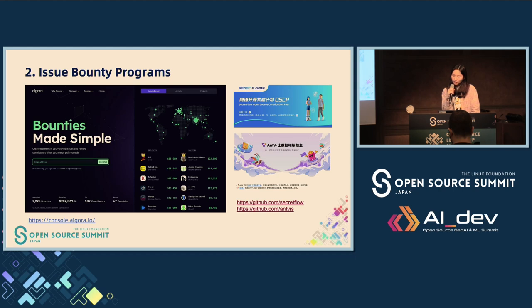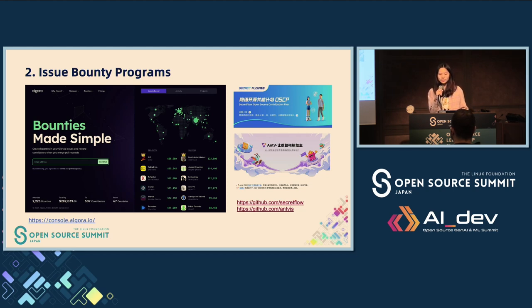The second type is the issue bounty program. An example is the platform Agora. The form of issue bounty usually requires a project team to prepare the problems that need to be solved by the community. They post these problems as issues on GitHub, and then post those issues on platforms such as Agora. Such platforms provide services for both projects and developers. Project maintainers set tasks on it, usually in the form of issues, some are good first issues, bug fixes, or new features, and they expect the community to solve them.